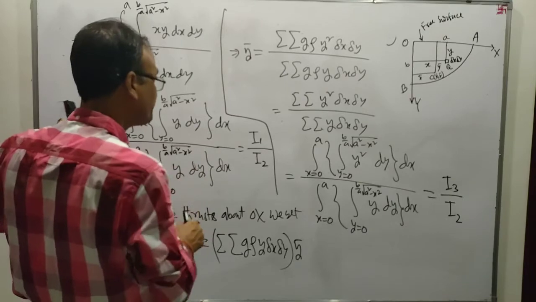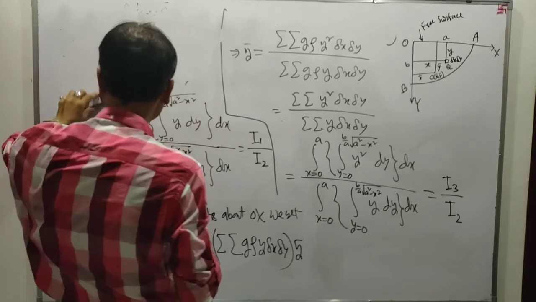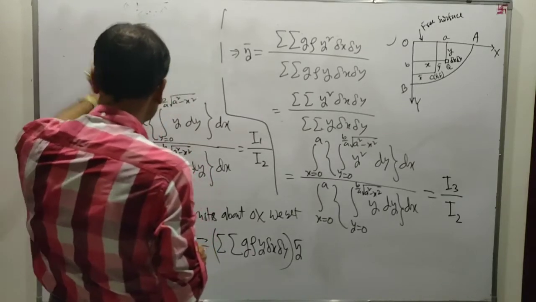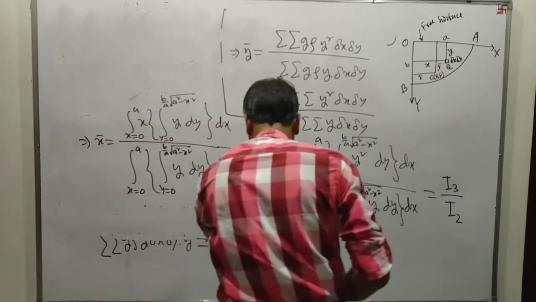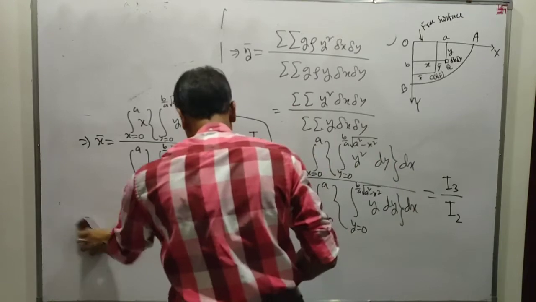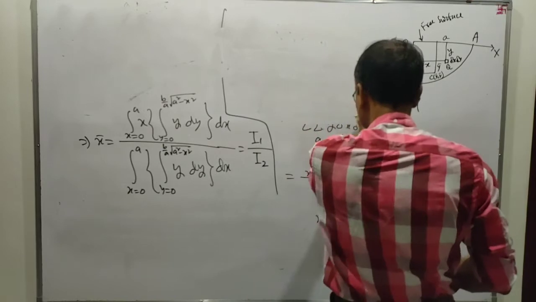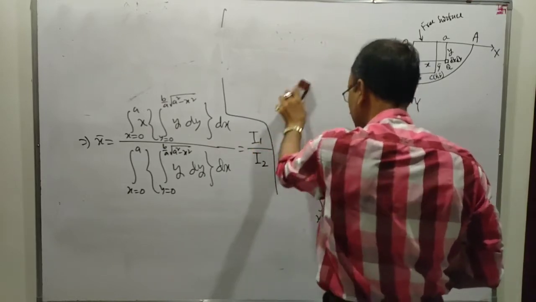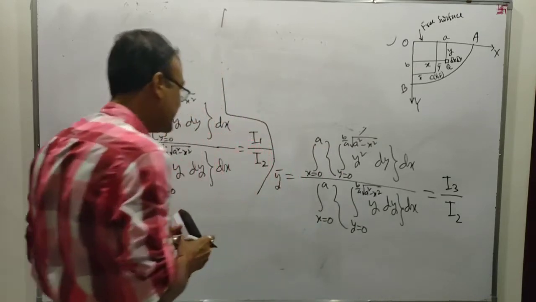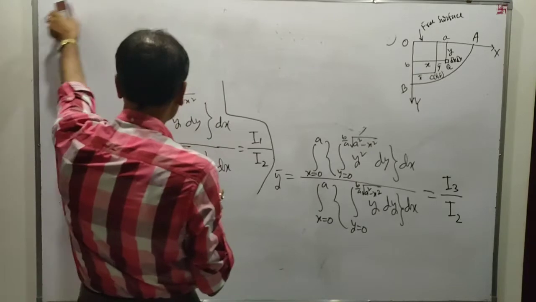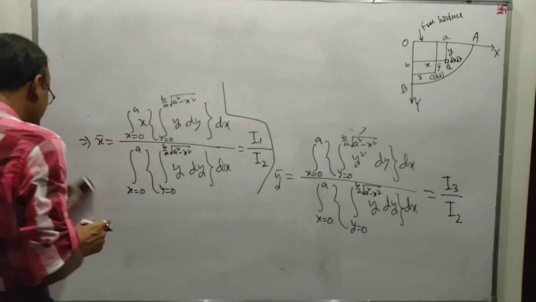Let us find I1. First, I should remove this one. Remove this, then remove this, then this one. And it is y bar. Thus, I am going to find I1, I2, and I3.